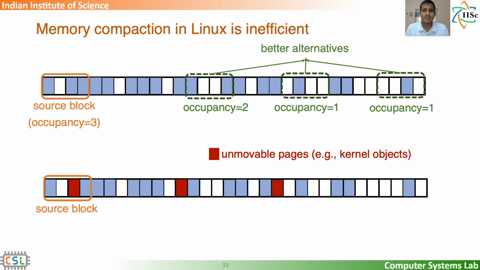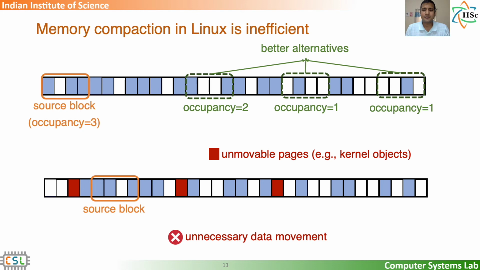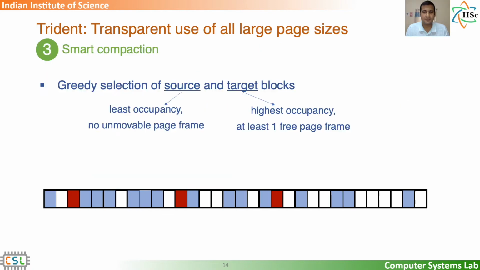In the example shown here, Linux would migrate the first page out of the source block. The second page is already free. It is only when the source pointer reaches page 3 that Linux would realize that this block cannot be freed completely. It would then skip this whole block and move over to the next block. Both these scenarios are examples of unnecessary data movement, and it becomes really problematic with 1 GB pages where the amount of data movement can be significantly high.